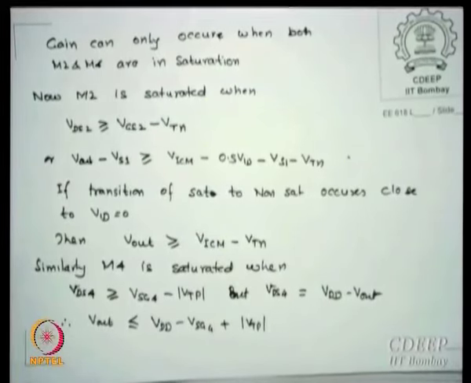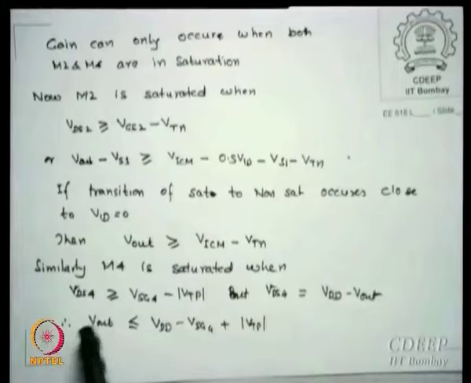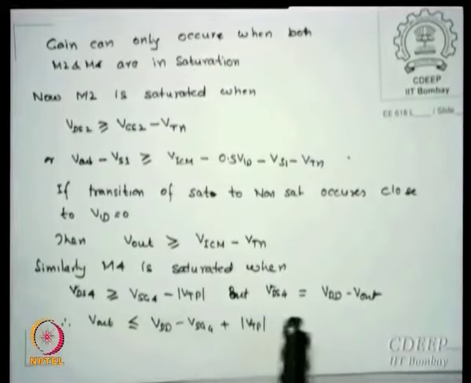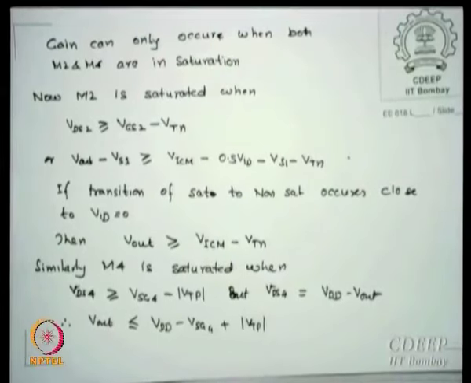So what is the criterion for M4? That VDS4 should be larger than VGS4 minus VTP. VTP is the p-channel threshold. This has to be subtracted numerically, so I put a mod, otherwise minus of minus may get added. So it is VSG4 minus VTP, but let us look at the circuit.